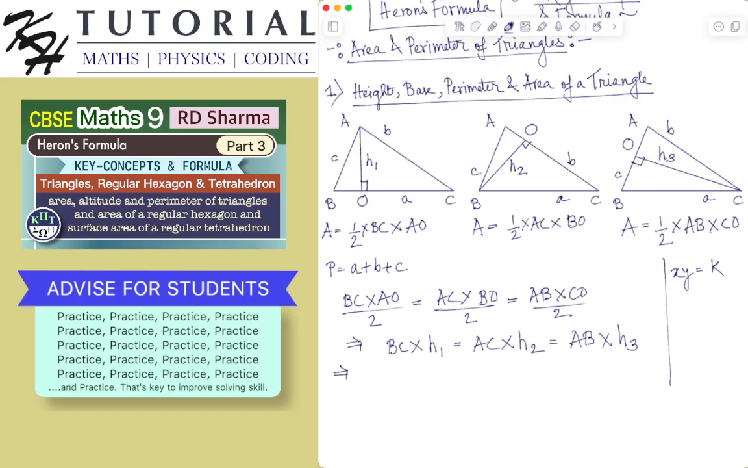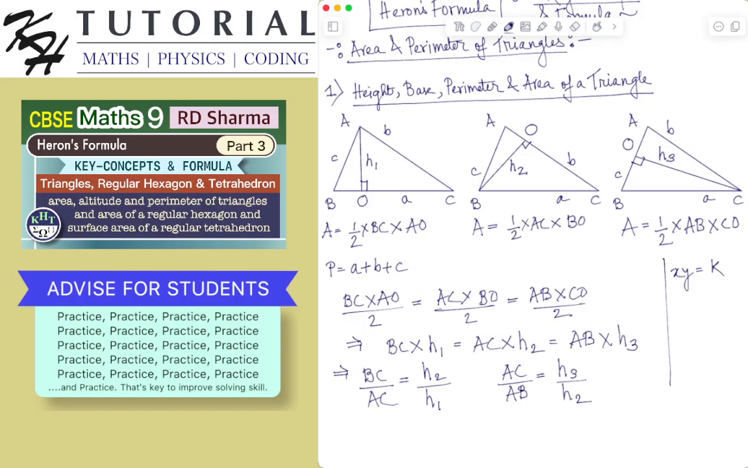From the first equality, that is BC × H1 is equal to AC × H2, I see that BC by AC is equal to H2 by H1. Also, I will have AC by AB equal to H3 by H2. This is an important concept that you must understand.